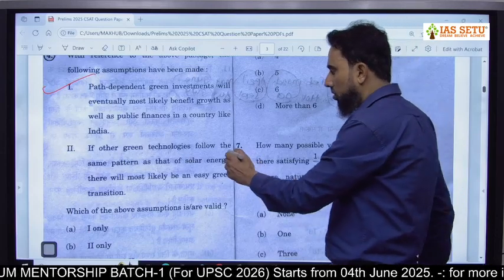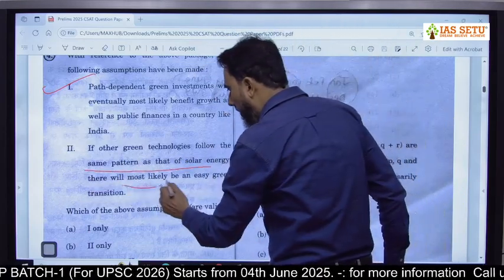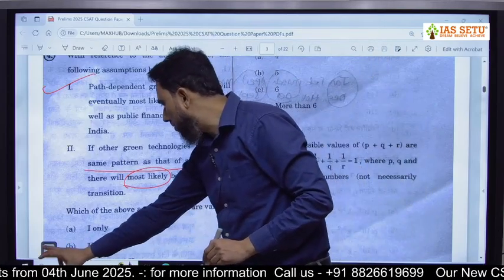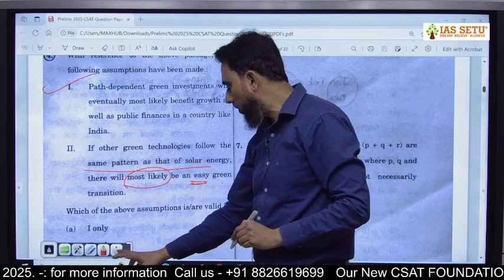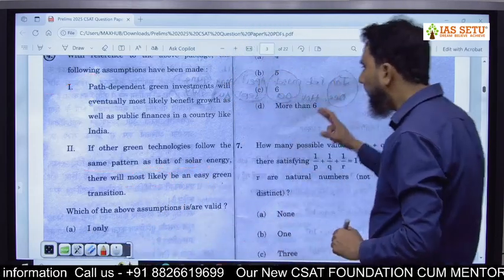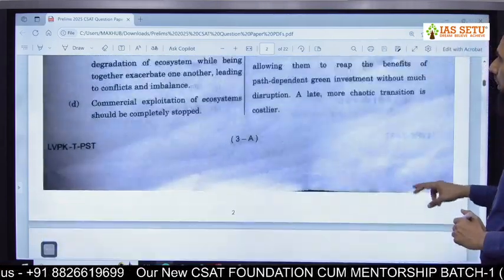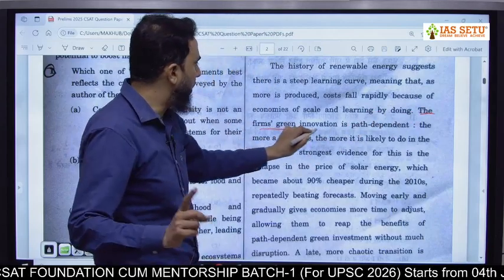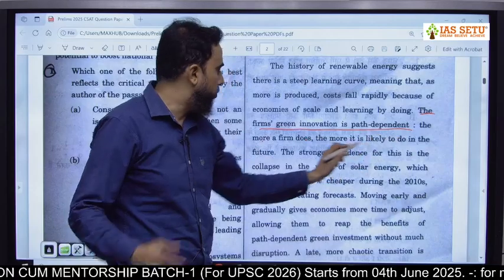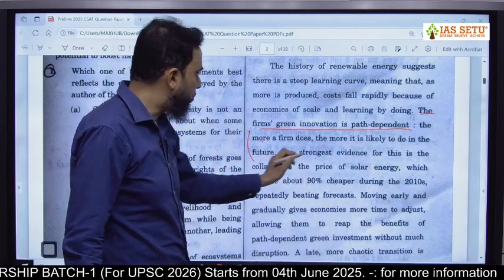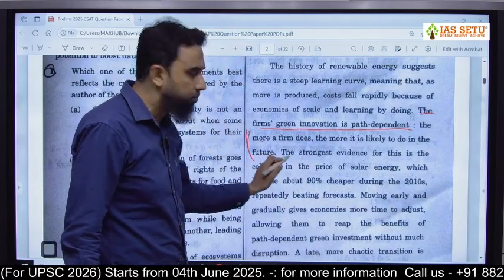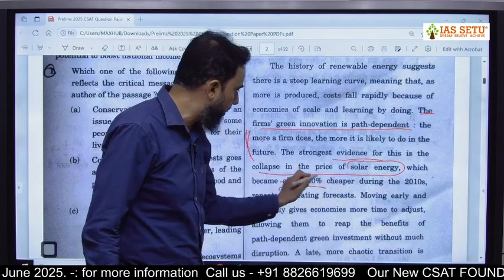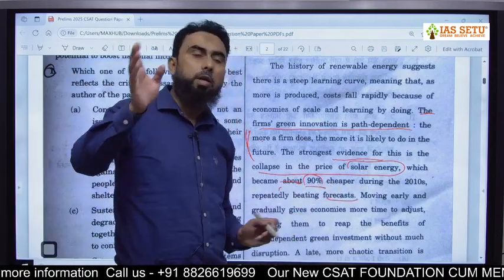Second statement: if other green technologies follow the same pattern as that of solar energy, there will most likely, again the word is most likely, be an easy green transition. Now, the transition will be easy or difficult. Let's find out the data in support for this. Now, this assumption should also be valid because the author has said, when he talks about this green innovation, the firm's green innovation is path dependent. The more a firm does, the more it is likely to do in the future, as I have already discussed. And the strongest evidence for this assertion, he gives you an example: the collapse in the price of solar energy, which became about 90% cheaper during the 2010s, repeatedly beating forecasts. It means it was much cheaper than the forecast itself.